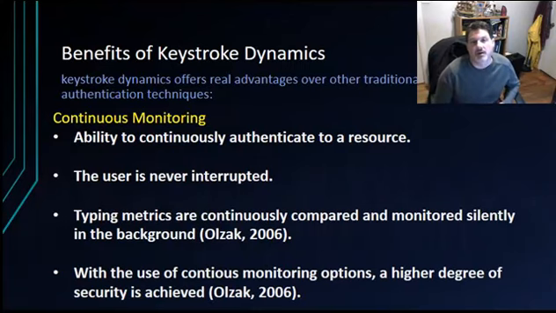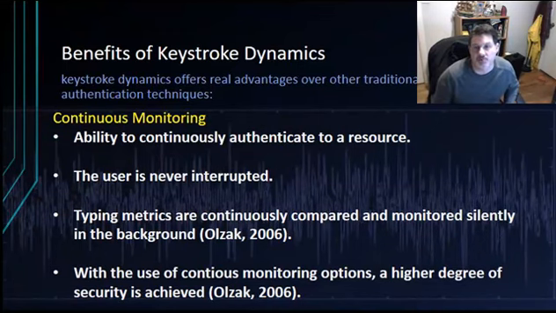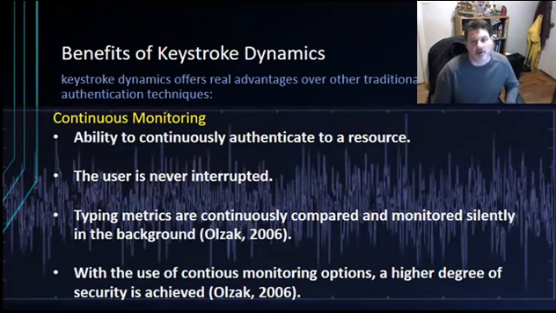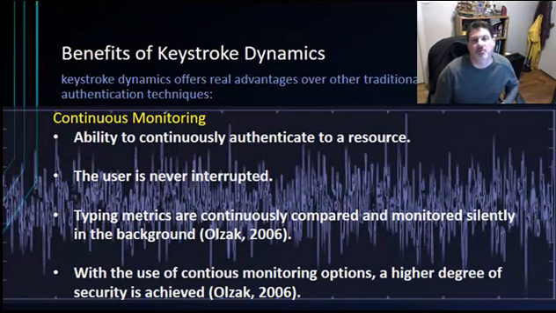The ability to continuously authenticate is probably one of the most enticing aspects of Keystroke Dynamics. Other authentication techniques only offer a one-time authentication process. Once the user has successfully authenticated, the user usually stays authenticated to a resource until some sort of predefined event occurs, like a lockout screen. Re-authentication then requires the user to interrupt their workflow, put in a keystroke or a password to continue with using the resource. However, with Keystroke Dynamics, the user is never interrupted, and his typing metrics are going to be continuously compared and monitored silently in the background.